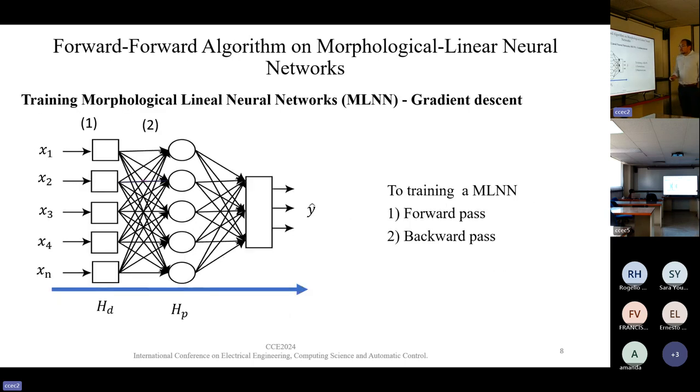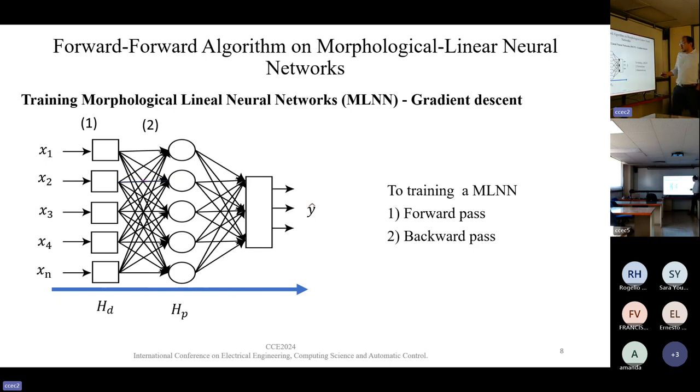Now the same, but for morphological neural networks. This type of neural network can be trained with gradient descent. The difference is that in the first layer, represented as squares, we have a layer of morphological neurons, and in the second layer, we have a layer of perceptrons. This can be seen as hypercubes in the first layer and hyperplanes in the second layer, and both are used to classify the pattern.